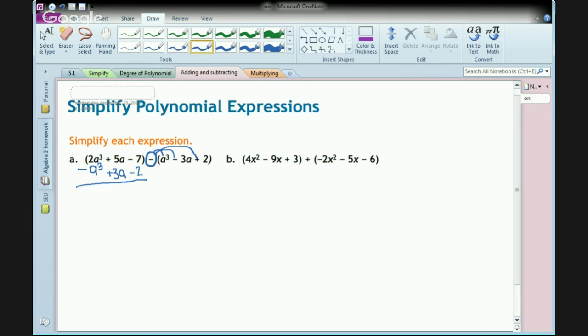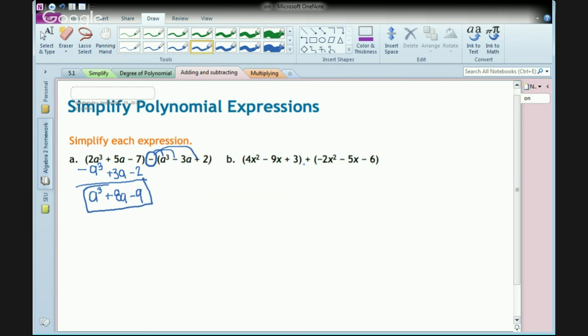So I'm saying 2a to the third minus a to the third. That's just saying essentially 2 minus 1. So 2 minus 1 would just leave me with a to the third. 5a plus 3a gives me 8a. Negative 7 minus 2 gives me negative 9. And that would be my final answer.